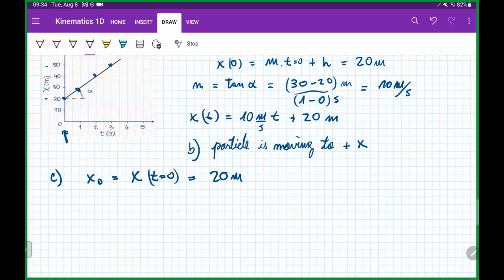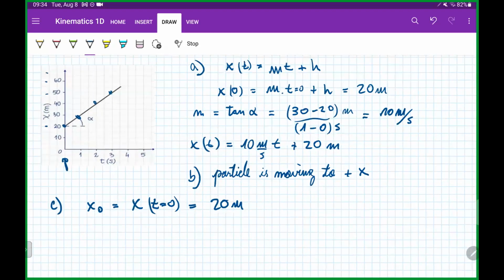D is asking the particle velocity. Well, mathematically, we already calculated it. As we said before, the velocity will be the slope of that straight line, and the slope is 10 meters per second. So the velocity, because it's constant, will be 10 meters per second.